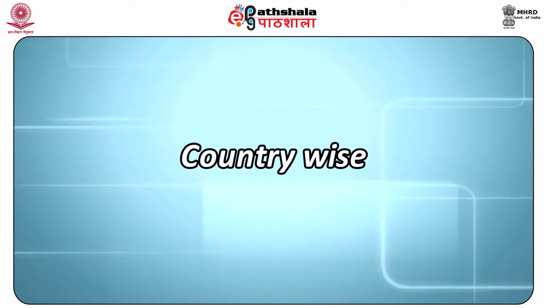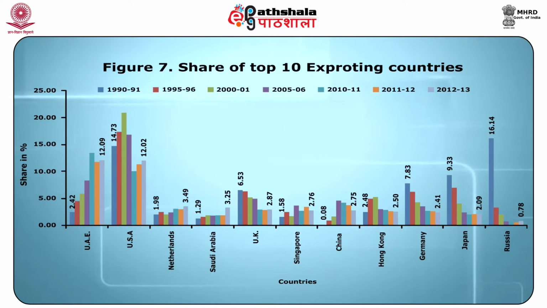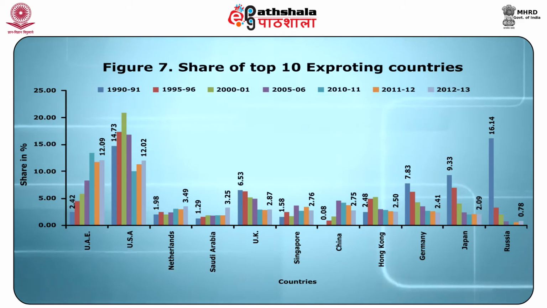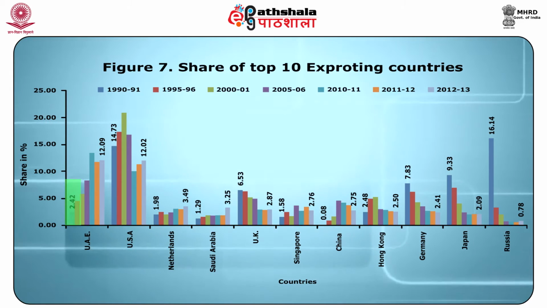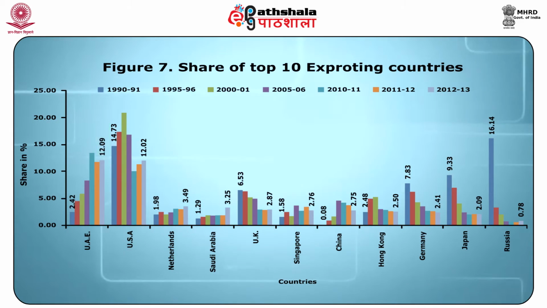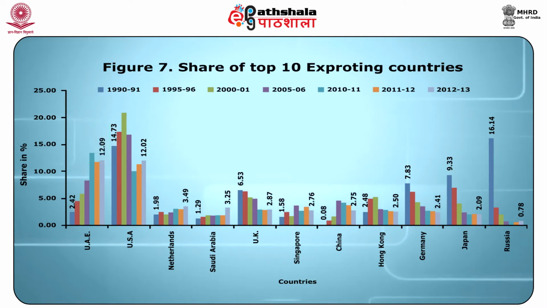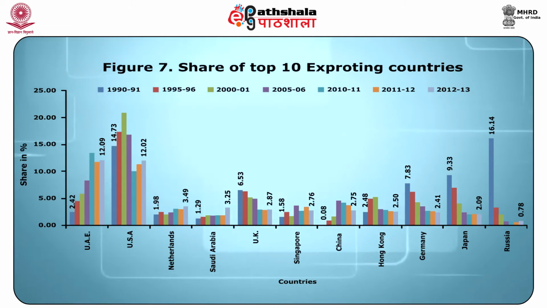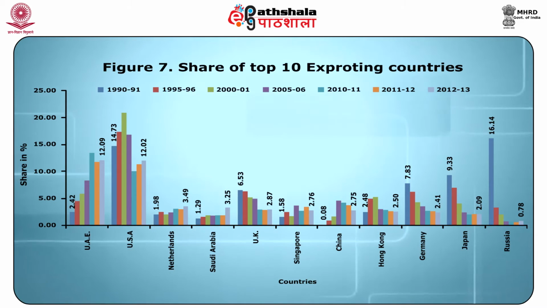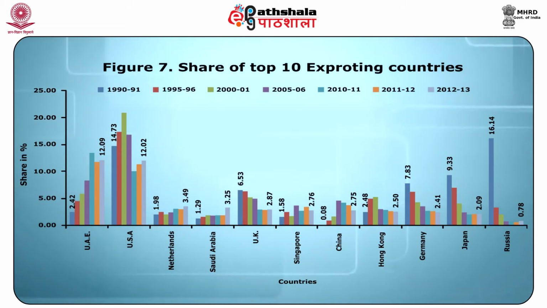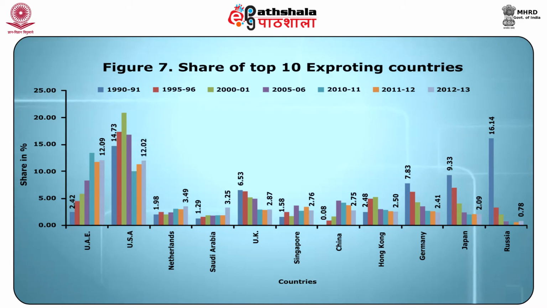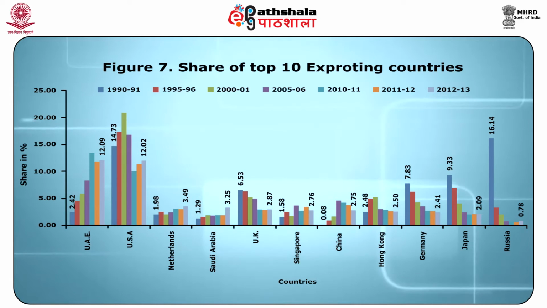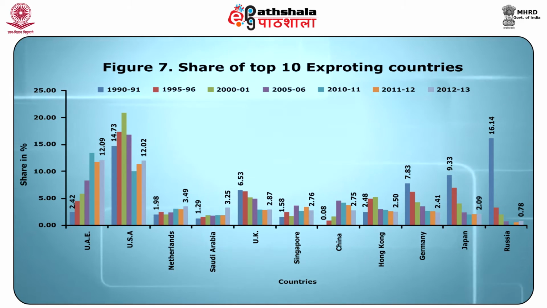Now, let us look at country-wise. Figure 7 shows the share of top 10 partners in India's export for the selected years. The share of UAE has increased from 2.42% in 1991 to 12.09% in 2012-13, though it is reduced in comparison with the year 2010-11. USA used to be one of the largest export partners of India in 1991 with a share of 14.73%. Its share is reduced to 12.02% in 2012-13, which again has slightly increased from the year 2010-11.